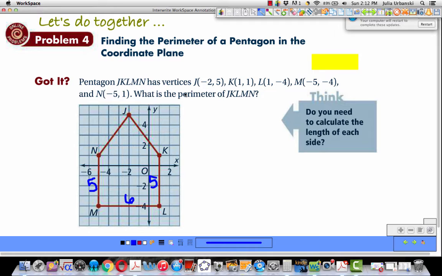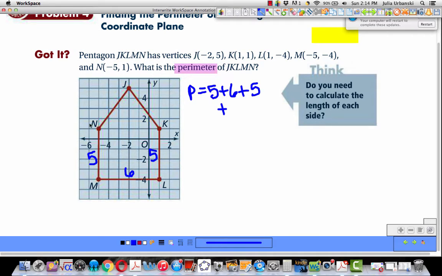So we're only being asked to find the perimeter. Area will come later. But for the perimeter, we already know that we have 5 plus 6 plus 5. And we're going to have to add in these two. Now, again, this side happens to be congruent to this side. Okay, so let's put the coordinates here so we can use the distance formula correctly. N is at -5, 1. J is at -2, 5, and K is at 1, 1.